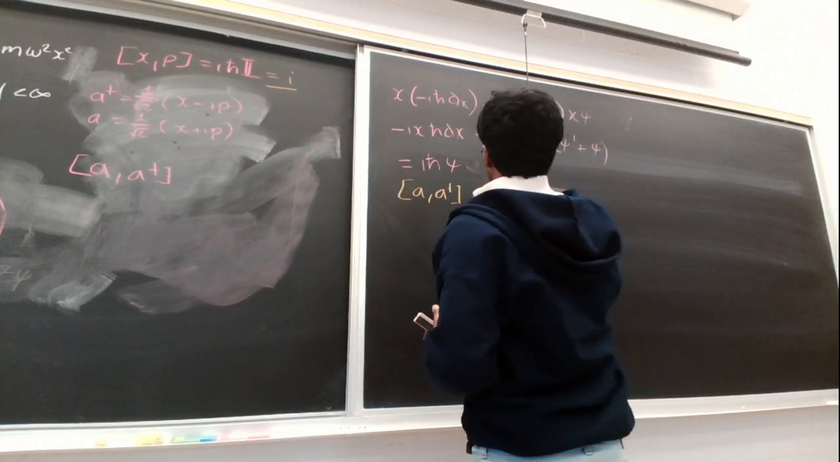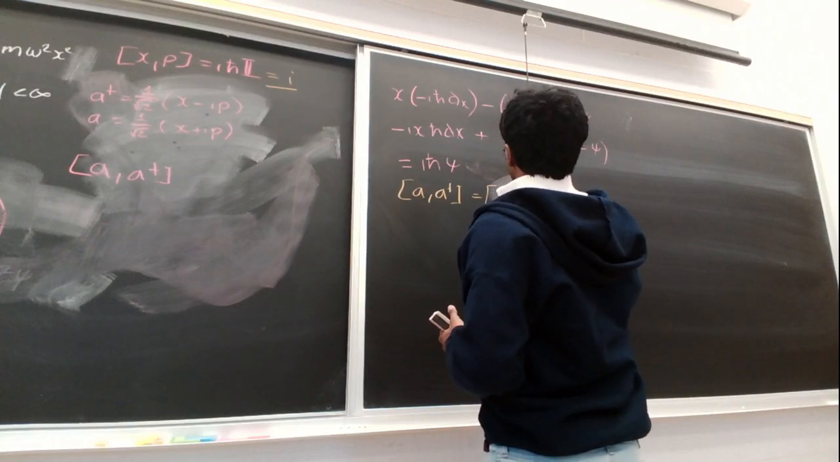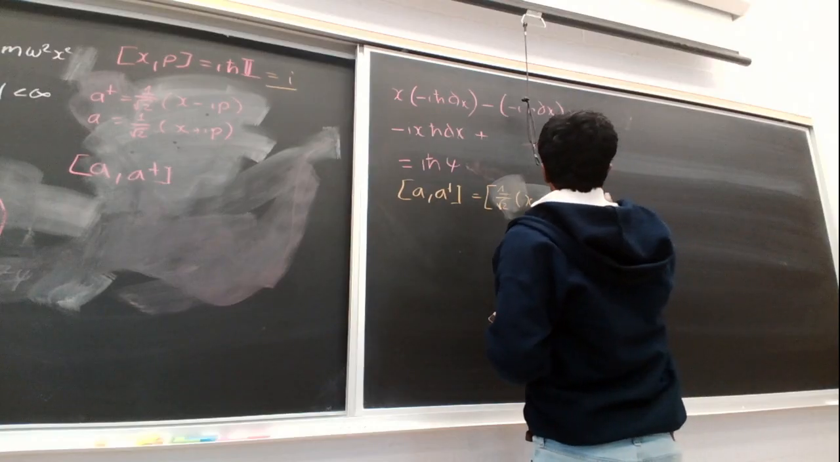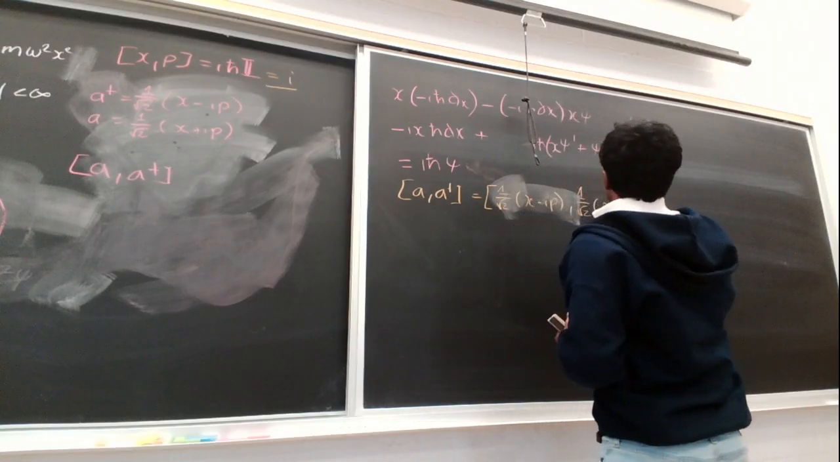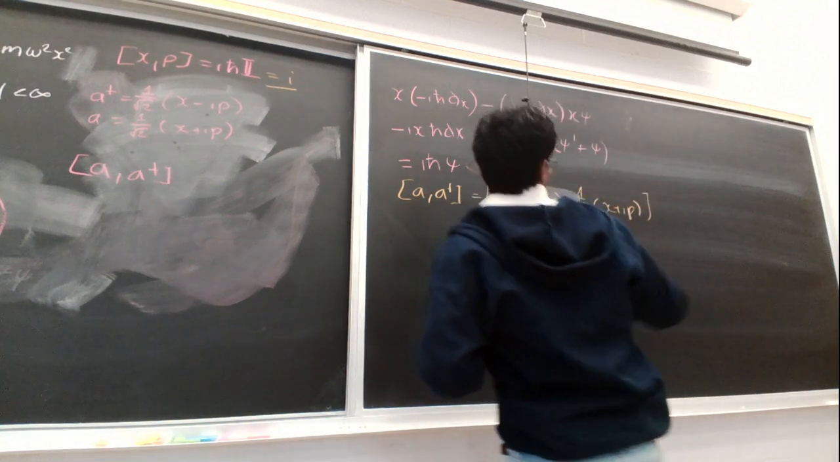We're gonna leave it in this one. We're gonna make this 1/√2 (x minus iP), and then 1/√2 (x plus iP), and then you can take out the 1/√2's.